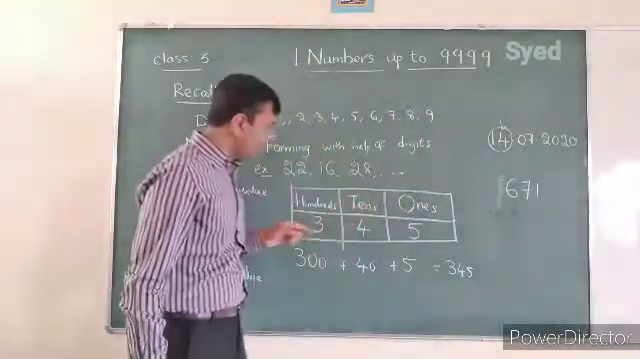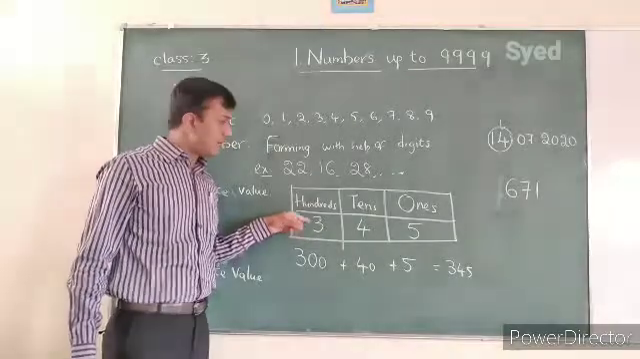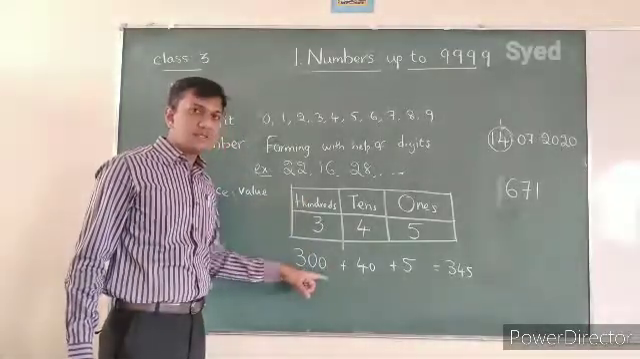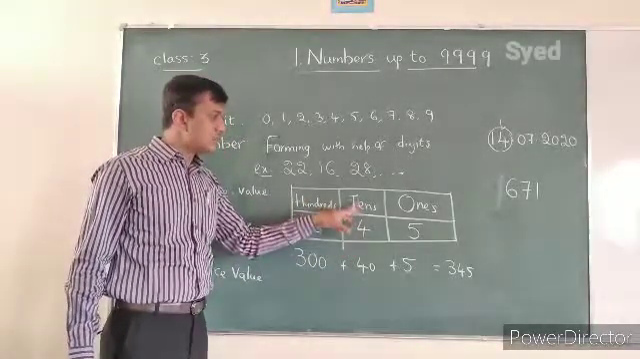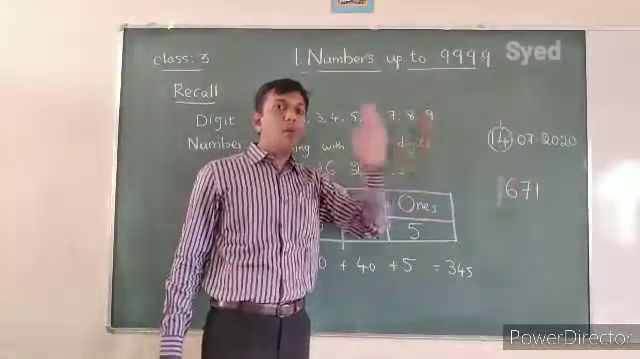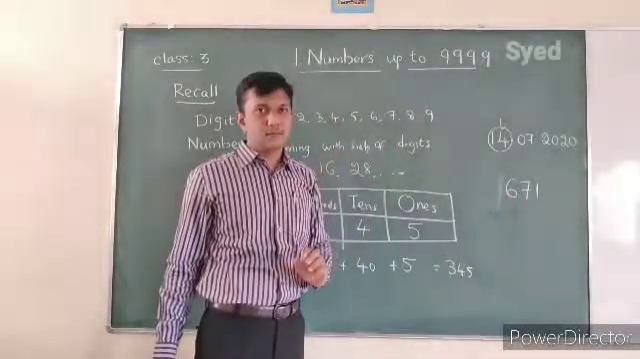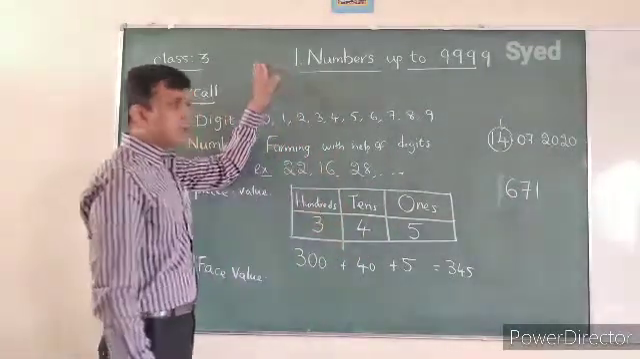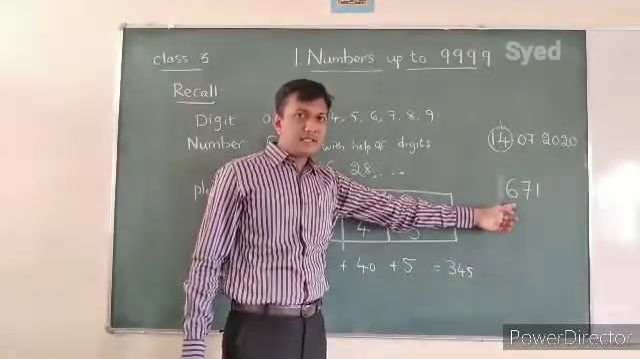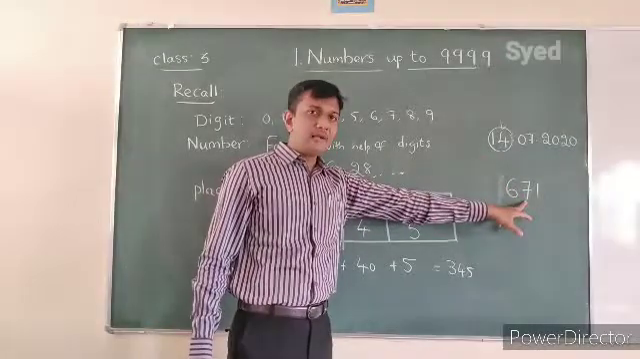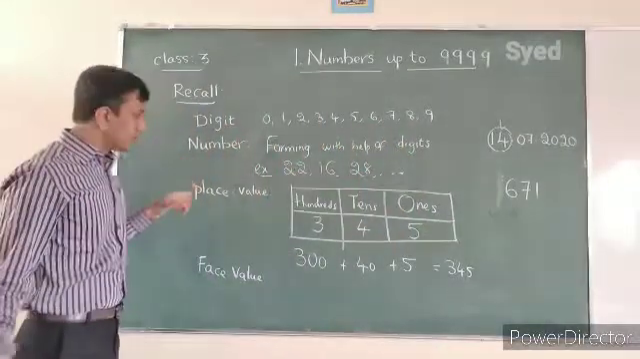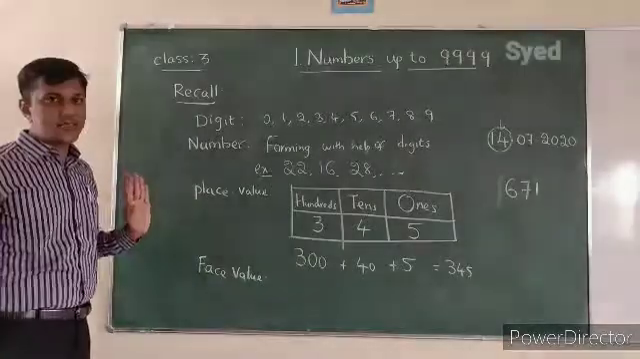What is the place value? The position of the number where it is. 3 is in hundreds position, that's why 300. This is the place value. 4 is in tens position, that's why 40. Face value is nothing but whatever digit you are seeing, that is the face. What are you looking at here? The board. Like that, whatever face you are seeing here. What is the face of the digit here? 6. Face 7. Face 1. That is the face value.